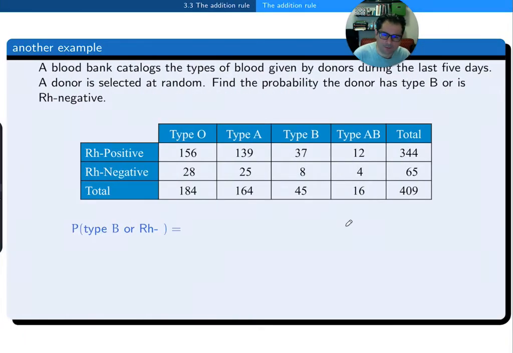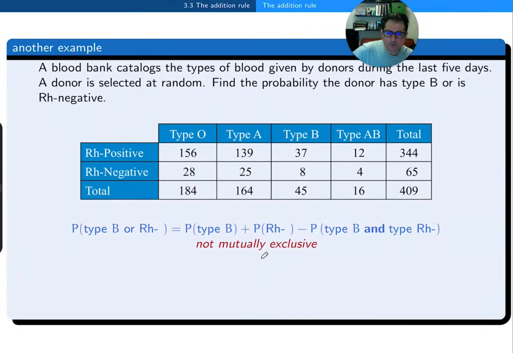So the type B or Rh negative would be the sum of the type B and Rh negative. These are non-mutually exclusive, so it would be the 45 of type B. You're counting these 8 as part of it, right? Then the Rh negative are the 65, here. But you see, now you're counting these 8 again, right? So you're counting that twice. So that's why you have to subtract it once. That's what the formula says.